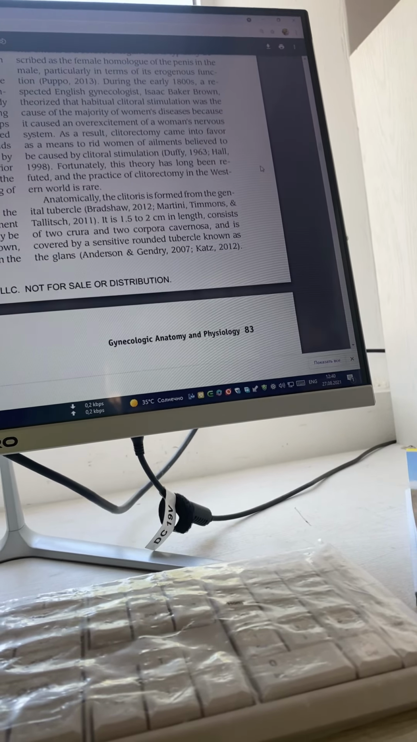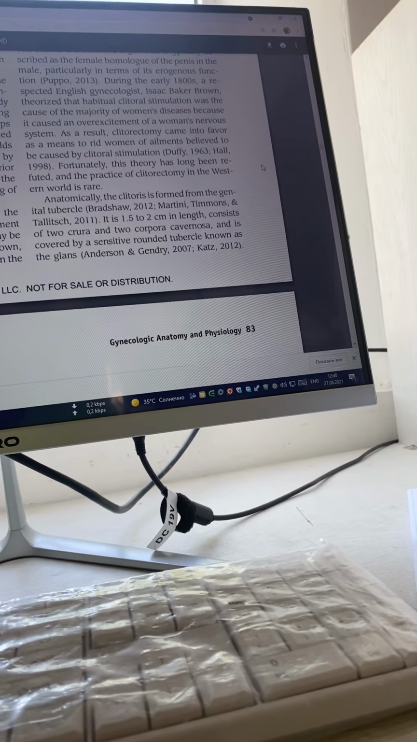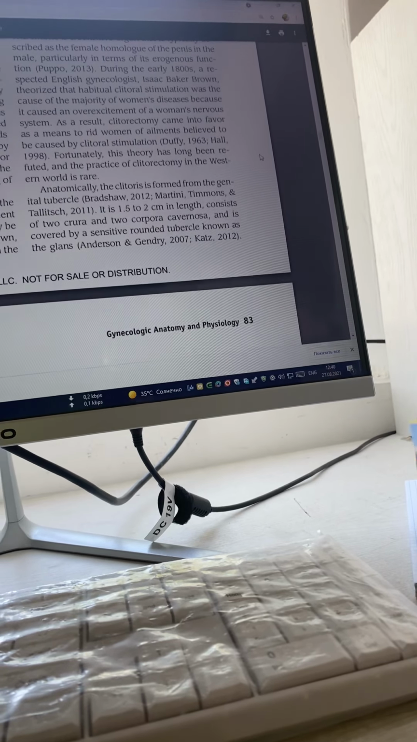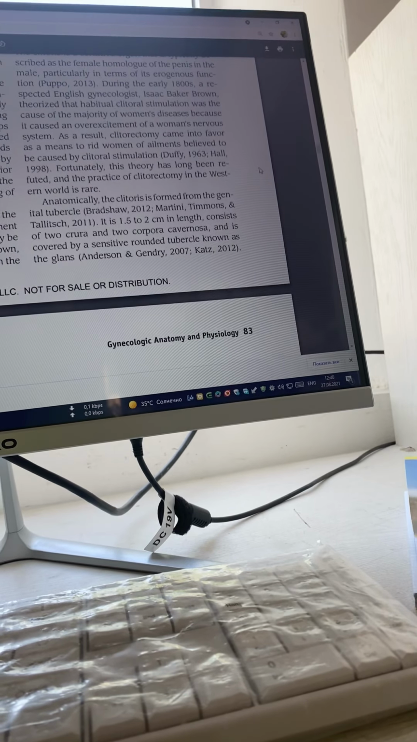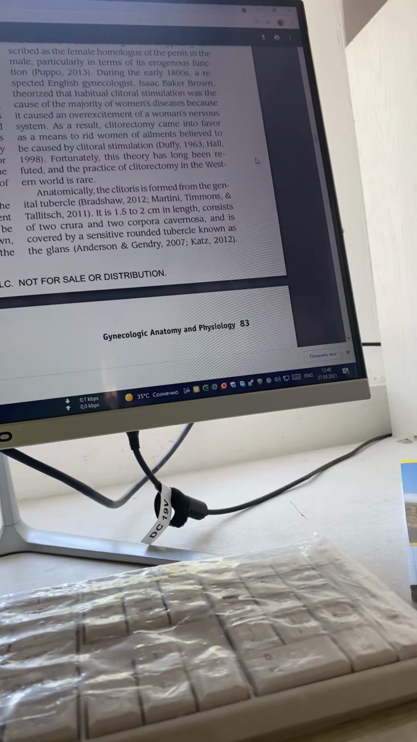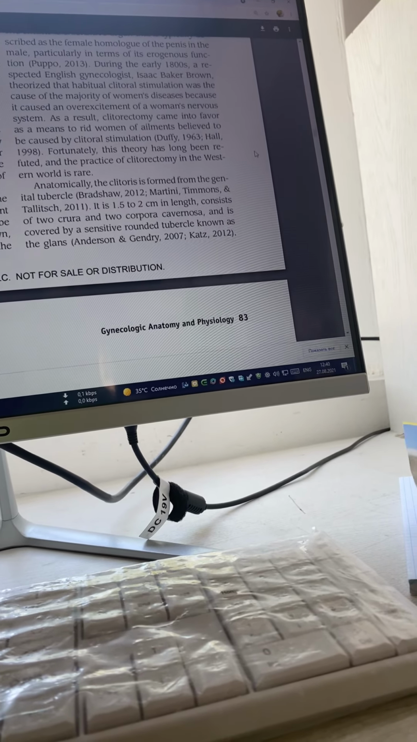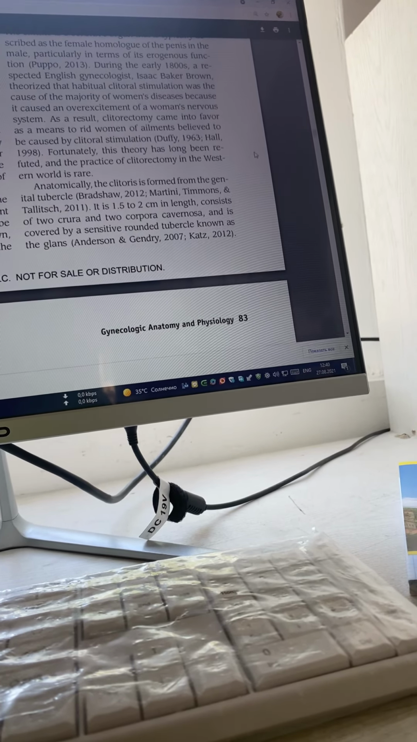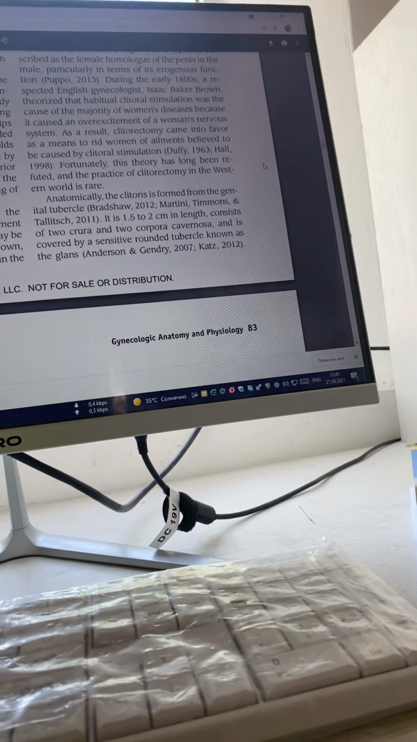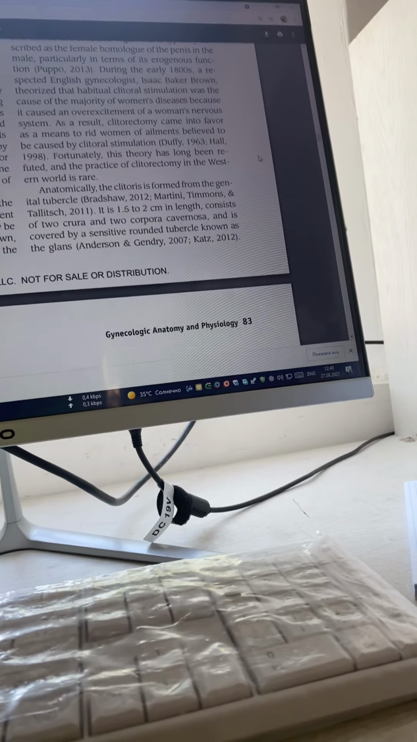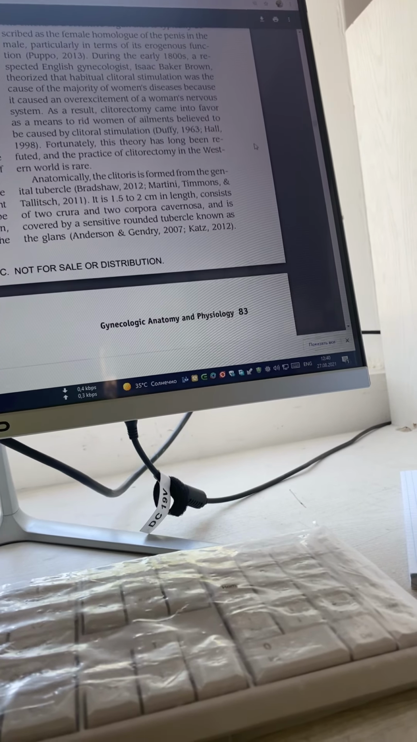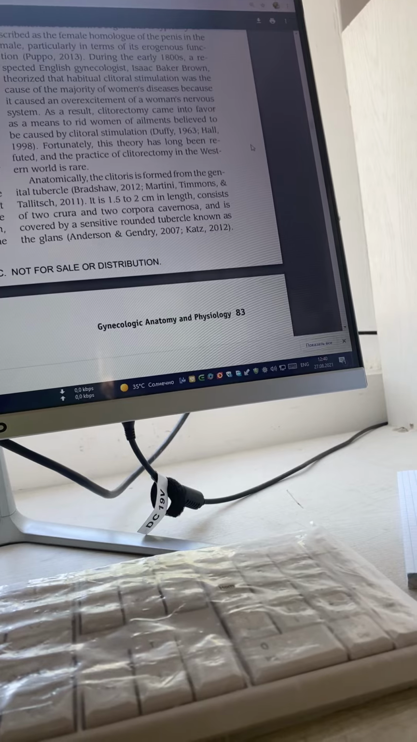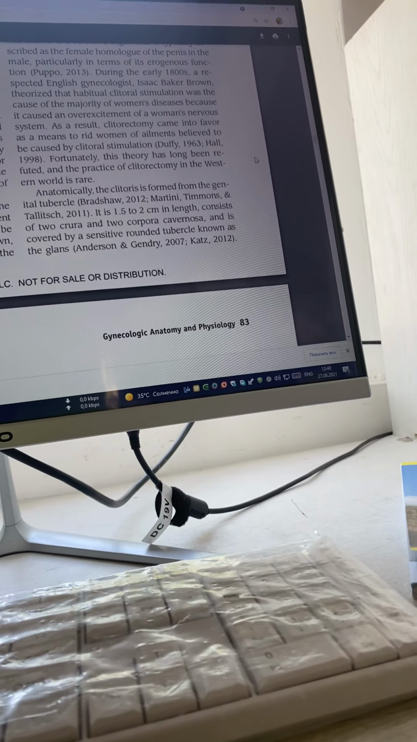Anatomically, the clitoris is formed from the genital tubercle (Bradshaw, 2012; Martini, Timmons, and Tallitsch, 2011). It is 1.5 to 2 centimeters in length, consists of two corpora cavernosa, and is covered by a sensitive round tubercle known as the glans (Anderson and Gendry, 2007).